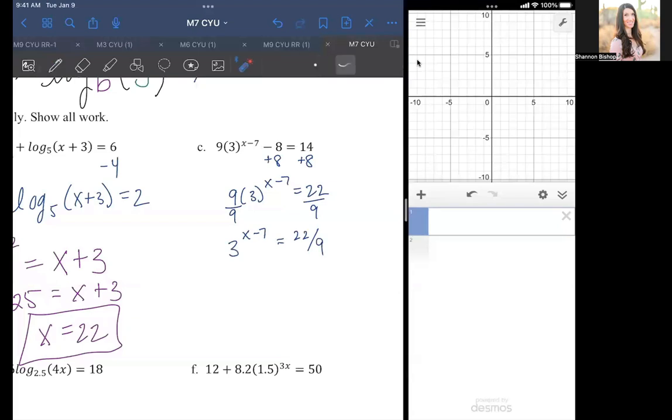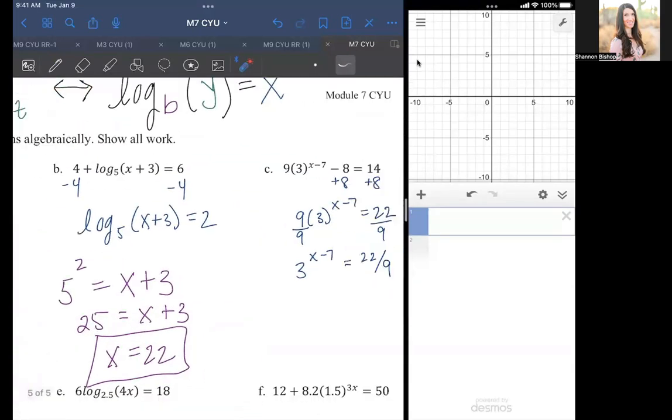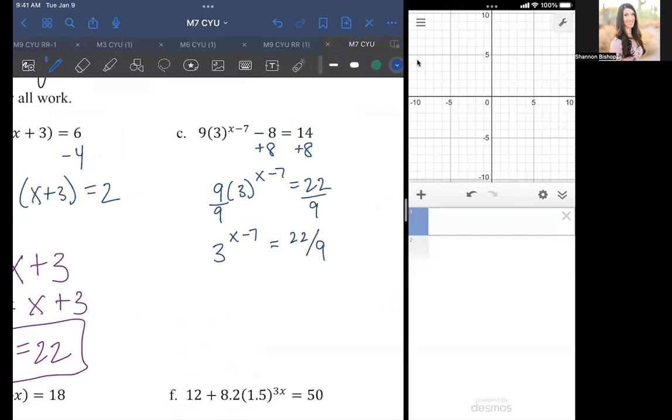And you might be looking at this now thinking, I'm stuck. No, you're not. You're feeling stuck because there's nothing left to do. You've got your base, your power, and your result, and there's no other quote unquote normal algebra that you can do. That's because it's time to invert the exponential and turn it into a logarithm. So we'll switch to purple as we officially take the inverse.